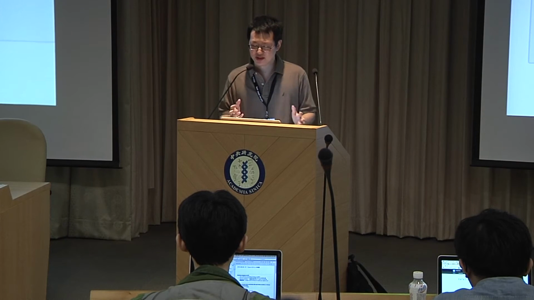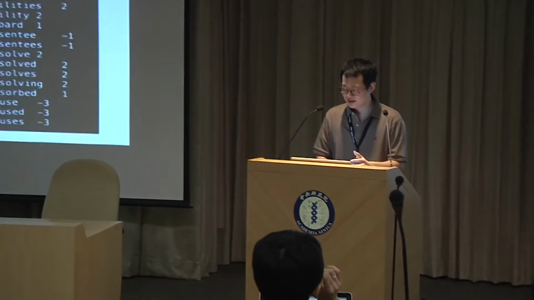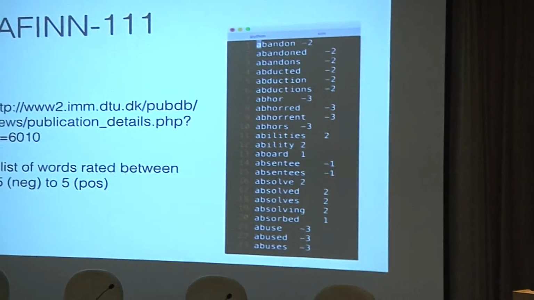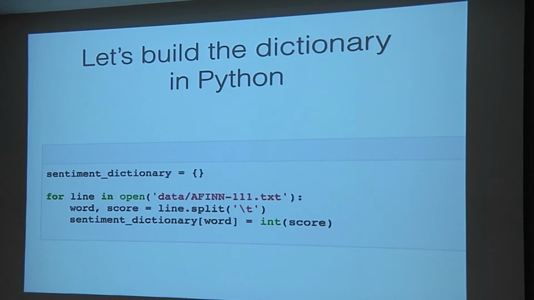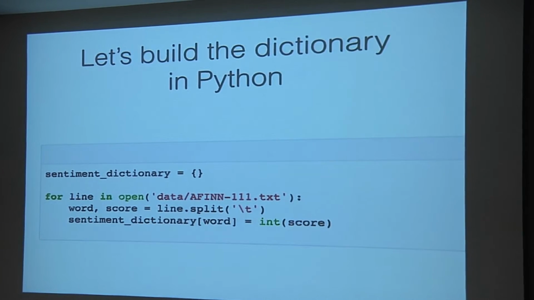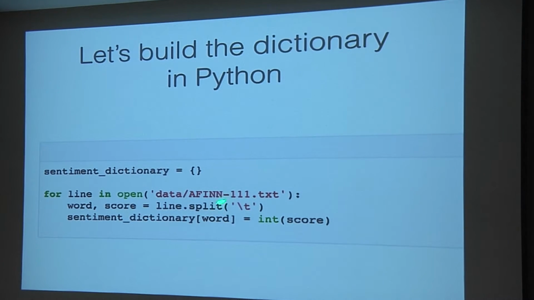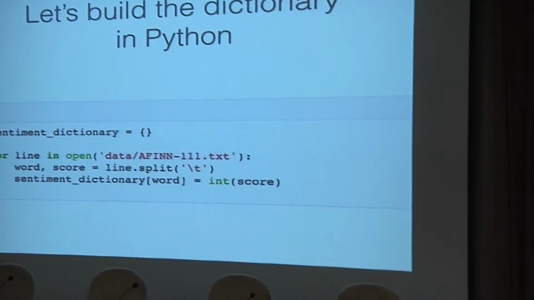So how do we use this in Python? That file is separated by tabs, so we can simply read all the lines and split the data by tab. This is split by tab. So we build a very, very simple sentiment analysis dictionary.